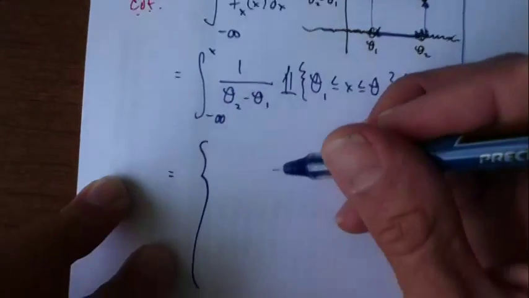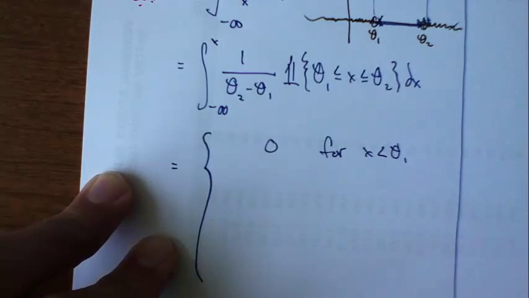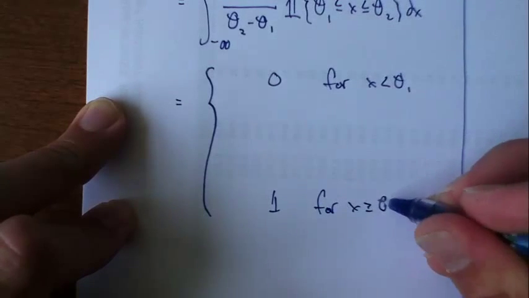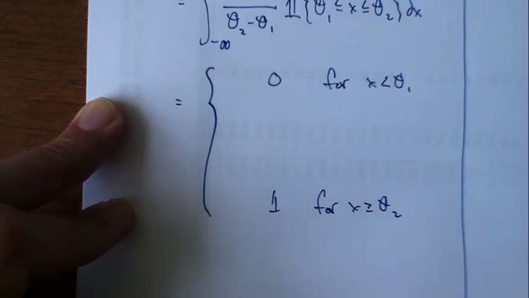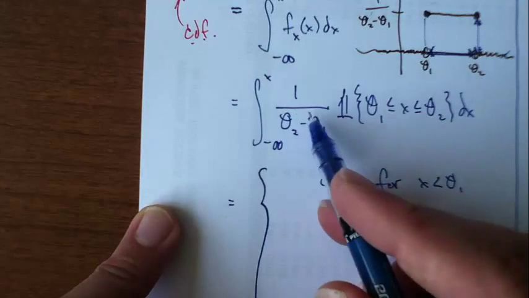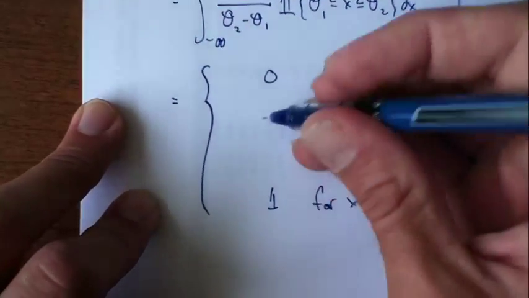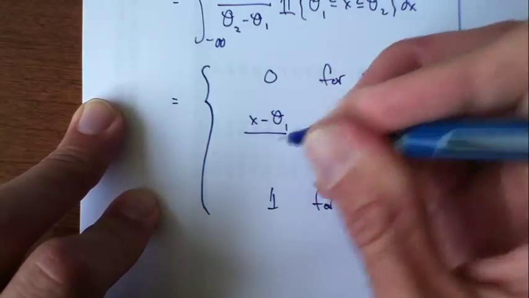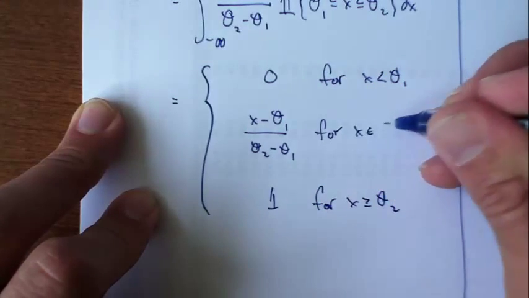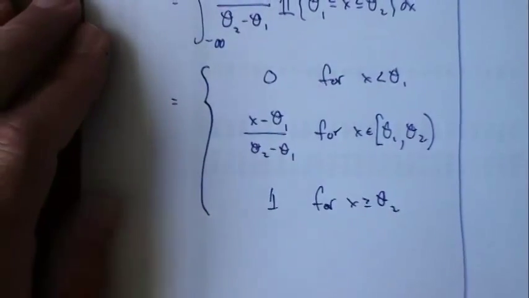So then I know that this is going to be 0 for x less than theta 1, and it'll be 1 for x greater than or equal to theta 2, and it'll be something else for x in between the two. And I can tell you what that integral turns out to be. You should verify this on your own, but if x happens to be between theta 1 and theta 2, this turns out to be x minus theta 1 over theta 2 minus theta 1, for x in theta 1 up to theta 2. Okay? Now that's a good way to write that, I think.